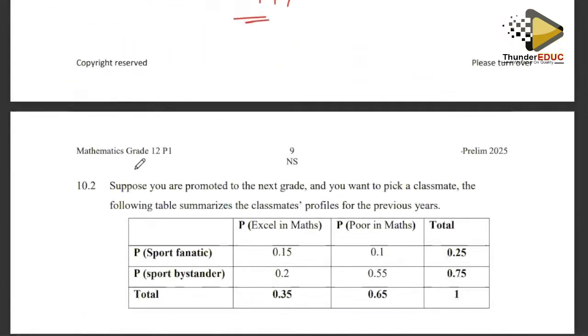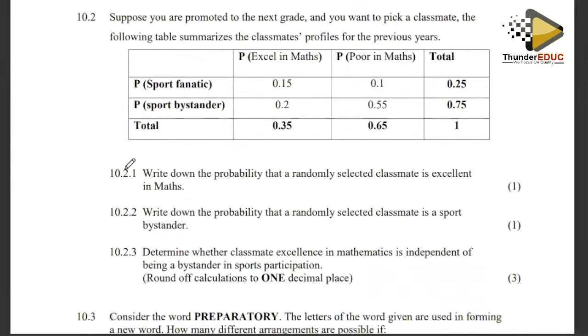All right. And then 10.2, suppose you were promoted to the next grade, okay, and you want to pick a classmate. But this works for people that are in grade 11 and below. Okay, so probability that you excel in maths, probability that you're poor in maths. We have the total. Your choices, a sport fanatic or sport bystander, and so on and so forth.